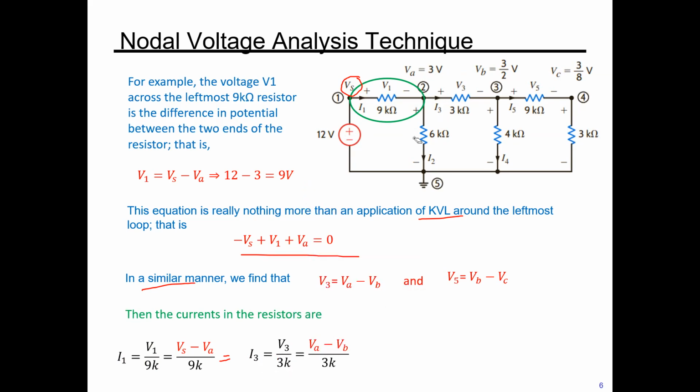Okay, and then I3, which is this one, will be V3 over 30 kilo ohm, where V3 is the difference between VA and VB. So 3 minus 1.5 is 1.5. 1.5 divided by 3. So you have to calculate it. Okay. And then I2, I4 is easily calculated as well.